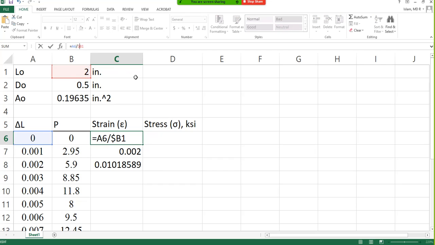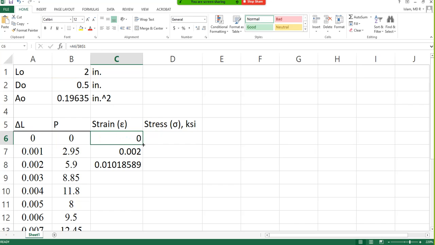If you put a dollar sign before B, then B will not move. But if you put a dollar sign before 1, 1 will not move. So ideally we should put a dollar sign only before 1. But if you put it for B, no problem. I do not need it, but I put both, no problem. It's good. Okay. Now if I do that, what will happen?